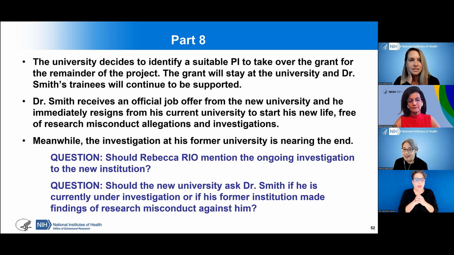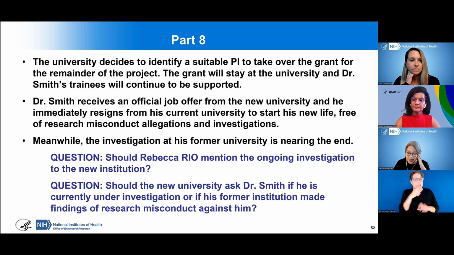Yeah, and that's right. So the question is, should she mention the ongoing investigation to the new institution? And at this point, it's an ongoing investigation. There's no finding, so you're depending on your institution. Your counsel may say, well, we don't have a finding. We don't know if this person did something bad or not, so we really shouldn't go to the new institution just yet. So that's a possibility.